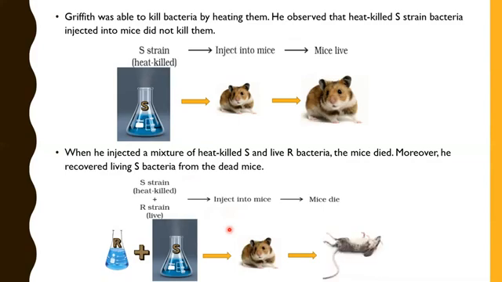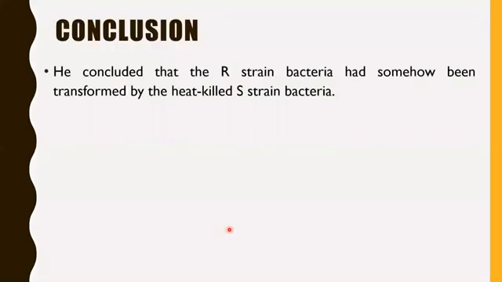In the next step, he recovered the S strain bacterial cells from the blood of dead mice. So it was totally different. He never expected that. So what is the reason for this? He came to the conclusion that the R strain bacteria had somehow been transformed by the heat-killed S strain bacteria.